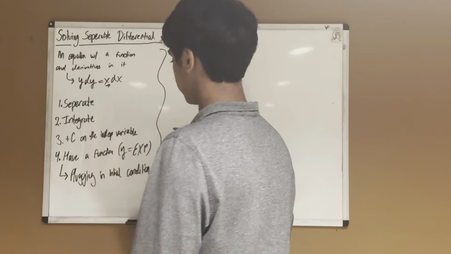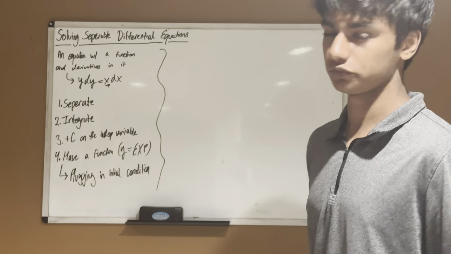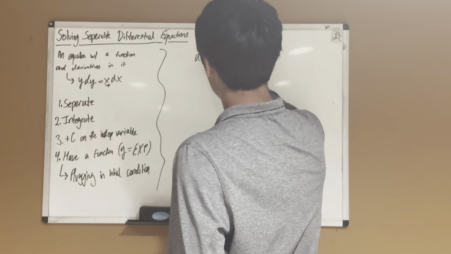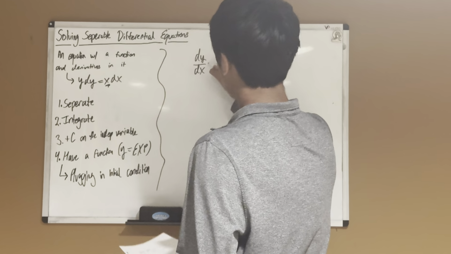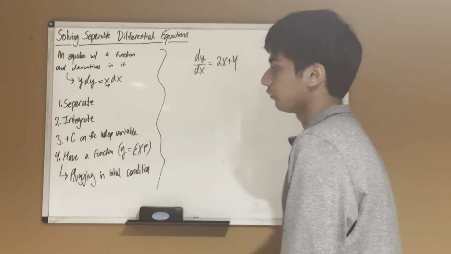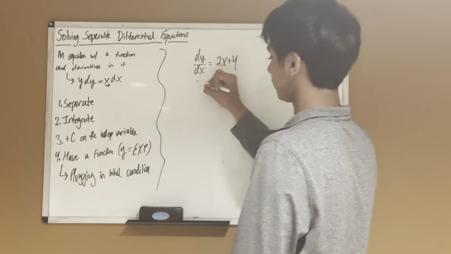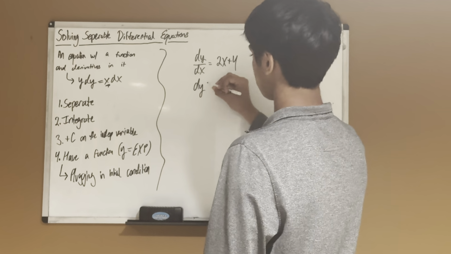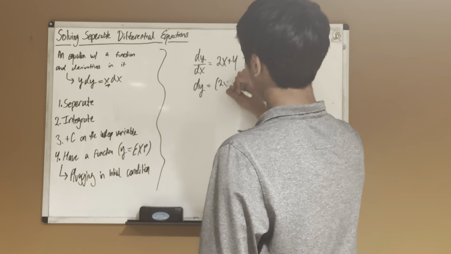Okay, so now we know the process. Let's go through a couple examples just to see how we do it. So we'll go with the easy one first. Let's do dy over dx equals 2x plus 4. So the first step here is to separate the variables. There's no y term, so we just do dy. Multiply both sides by dx, we get (2x plus 4) dx.